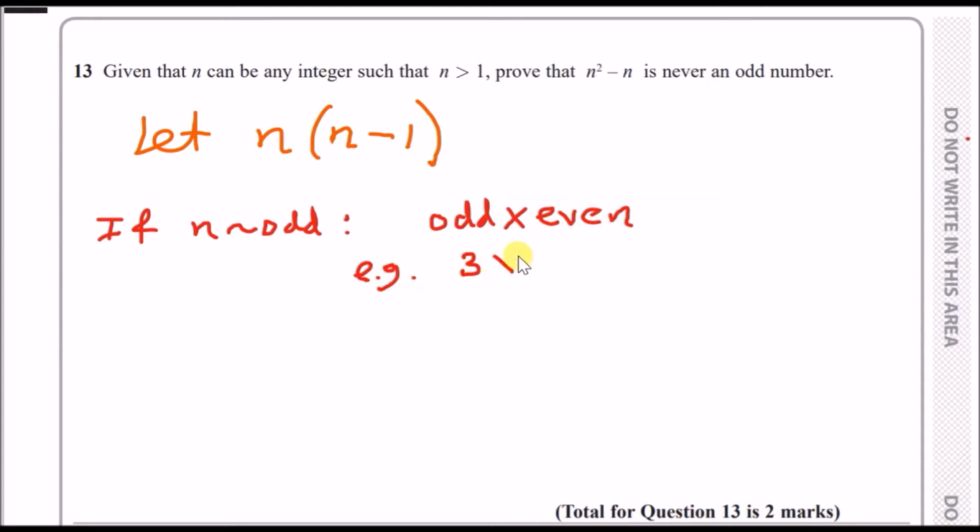So here's an example. 3 times 2 gives us a 6. So an odd times an even gives us an even. Okay? So that's what's essentially happening here. If you pick a number like 3, you're going one back, so it has to be 2.